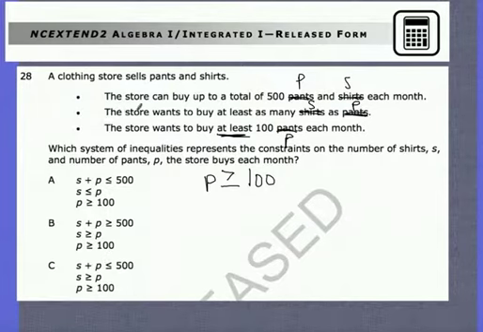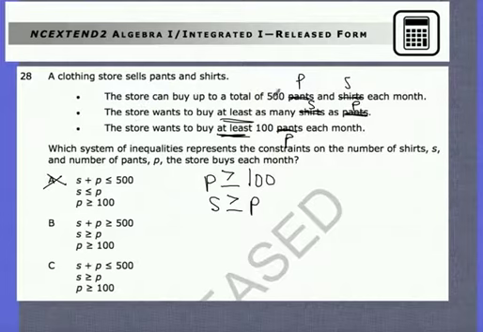So then the store wants to buy at least as many shirts as pants. So that means that S and P are going to have an at least relationship, where S is greater than or equal to P. So I see that B and C both have that particular restraint, so we can get rid of A because it has S is less than or equal to P.